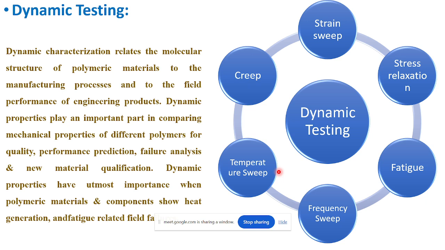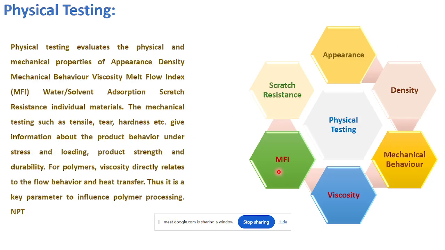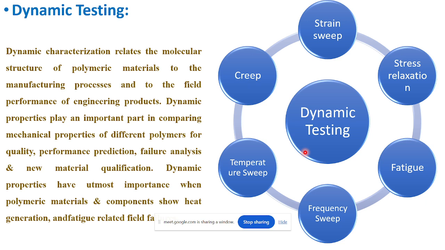Now, the most important thing is the dynamic testing. So till now we have discussed physical testing, and dynamic testing also comes under physical testing, but the testing method or testing condition is different. Dynamic characterization relates to the molecular structure of polymeric materials, to the manufacturing process, and to the field performance of engineering products.